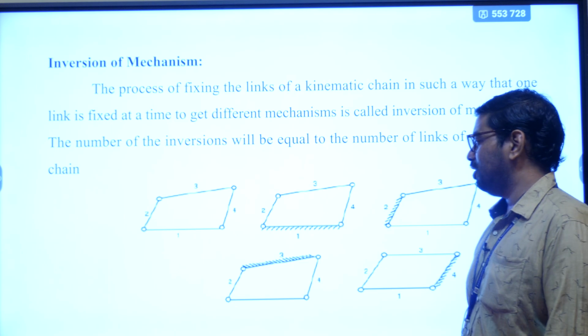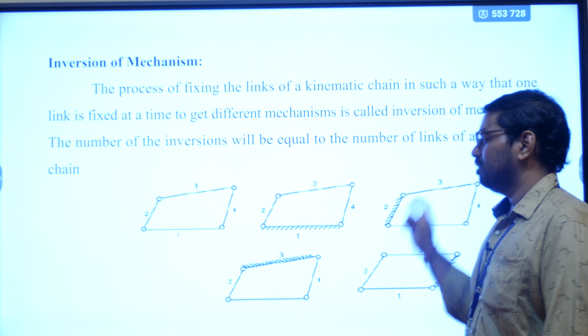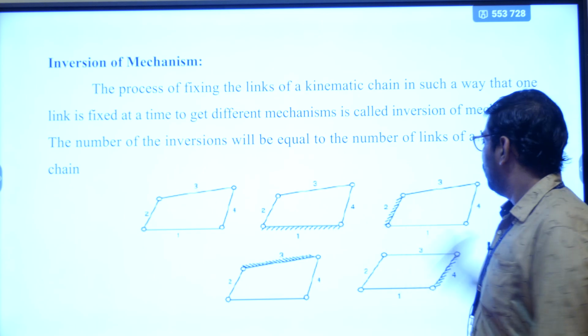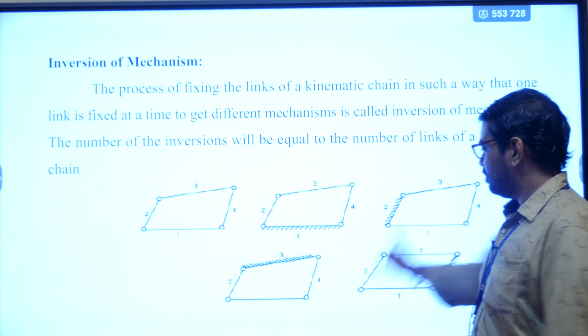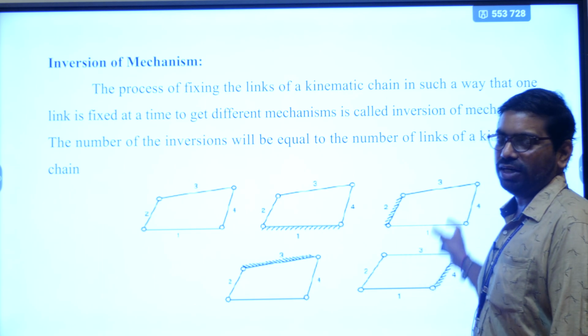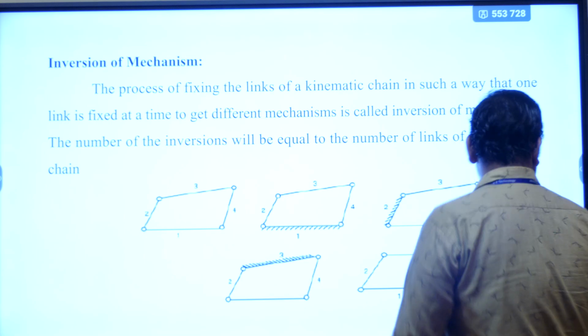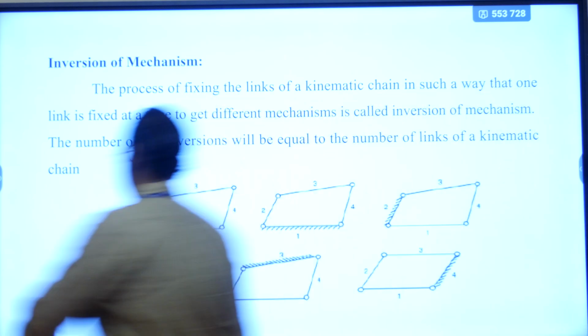And third, if you fix the third link, which is considered the connecting rod, then we get the single slider crank mechanism. And fourth, if you fix the link which is opposite to the shortest link, then we get the double rocker mechanism. This mechanism can be represented in the next slide.